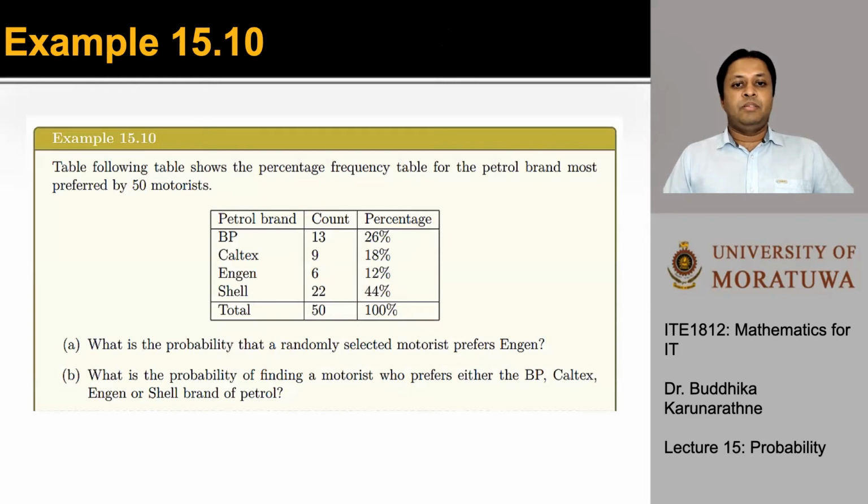So we have a table showing the percentage frequency table for the petrol brand most preferred by 50 motorists. So we have 4 brands here: BP, Caltex, Engen, and Shell. You have the counts in the second column and the percentages of those petrol brands in the third column. Question number 1 in part A is asking what is the probability that a randomly selected motorist prefers Engen.